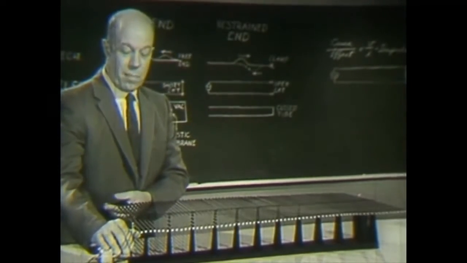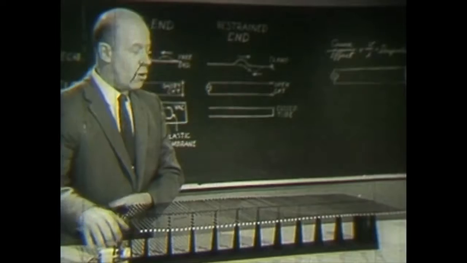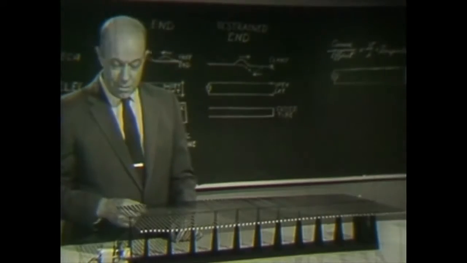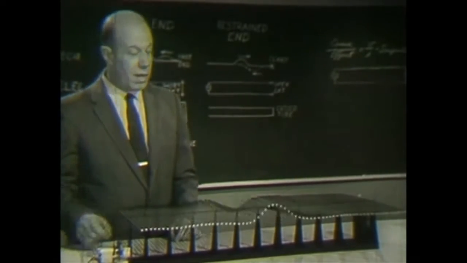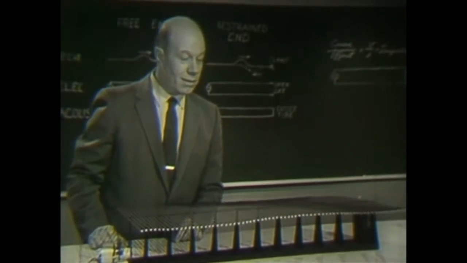When this adjustment is properly made, the dash pot absorbs all the wave energy that travels down the line, and as you can see, hardly any perceptible reflection takes place.